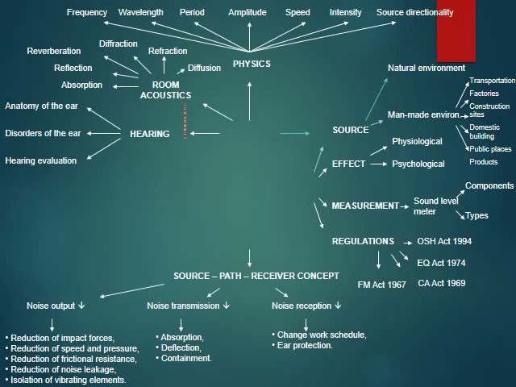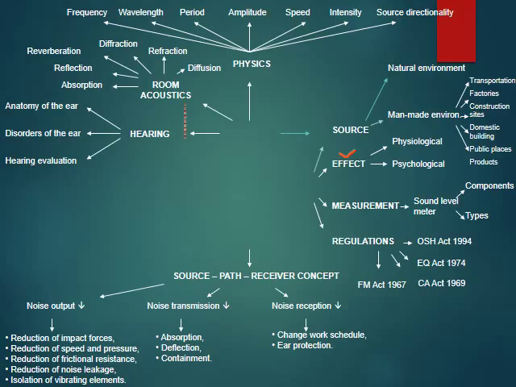For noise, we've already covered the source of noise, which consists of the natural environmental source and also the man-made environmental source, such as transportation, factories, construction sites, domestic buildings, and public places and products. We have already covered the effects of noise. All right, we haven't covered the measurement, and if I'm not mistaken, we haven't covered the regulation too.